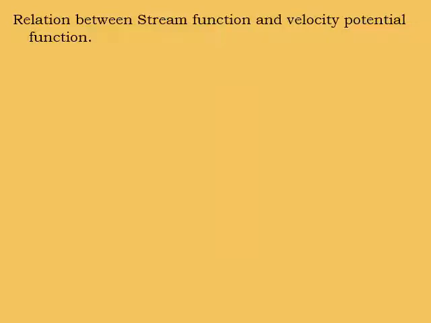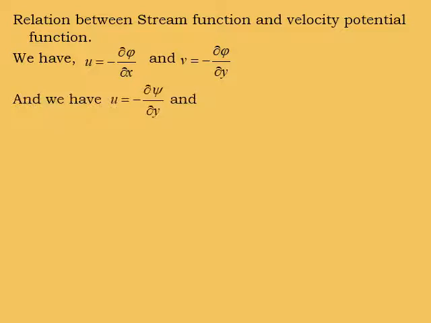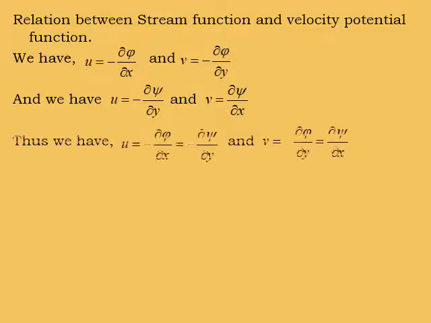So now, the relationship between stream function and velocity potential function. We have u is equal to dou phi by dou x and v is equal to minus dou phi by dou y. Also, according to the stream function, u is equal to minus dou psi by dou y, and v is equal to dou psi by dou x.